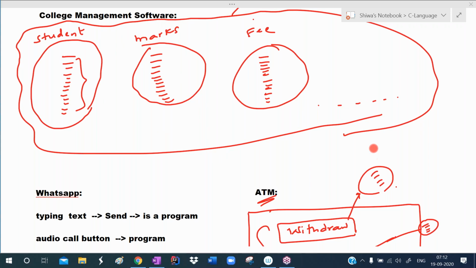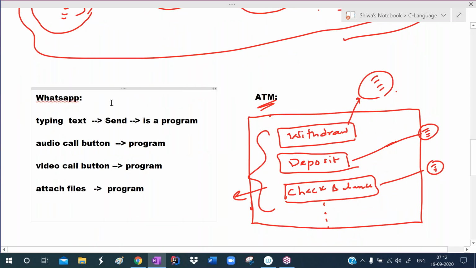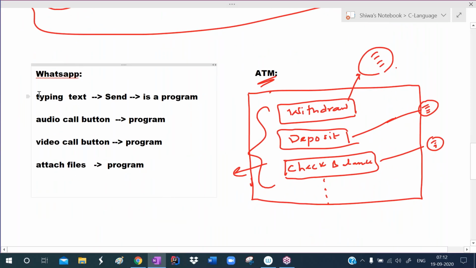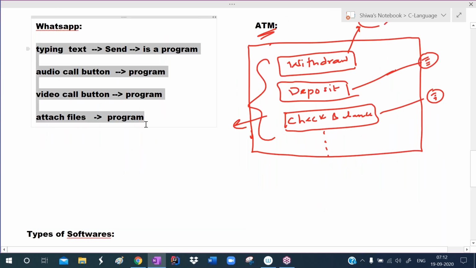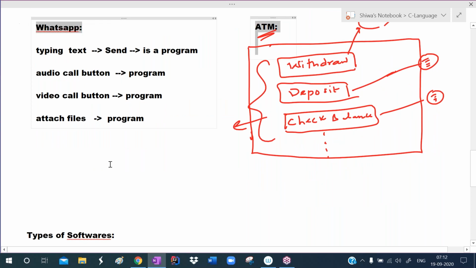So regularly we are using WhatsApp in our mobile. For texting we are using it. You can do chatting, you can do video calling, you can do audio calling. To do an audio call, you are using the audio call button. For the audio calling, they have written a program. For video calling, they have written a program. For attaching files, to send images and documents, they have written a program. For the send button, they have written a program. So this set of programs is becoming one WhatsApp software.